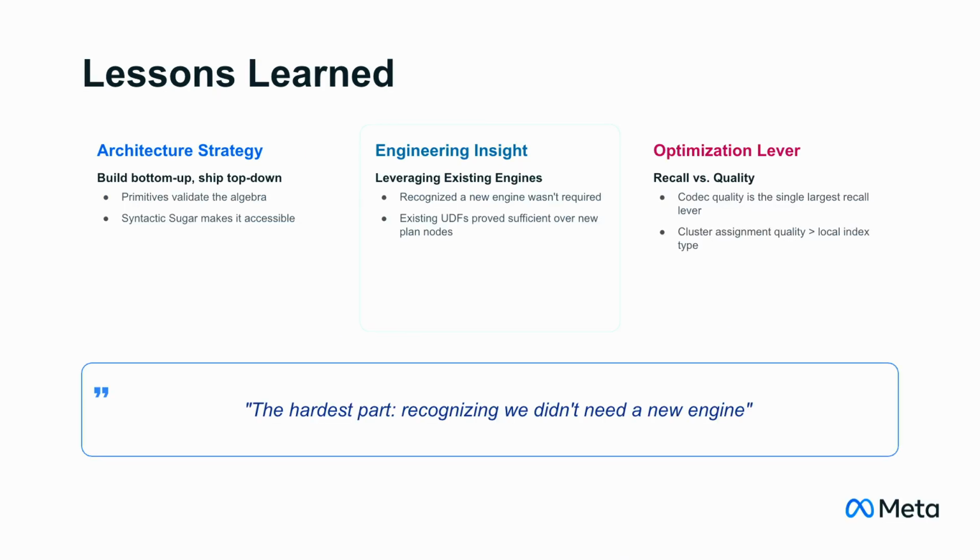3 lessons we took away. The first one is building bottoms up. Prove the primitives work at billion scale before committing to the syntactic sugar. The second one, which we think about the most, is that the hardest part was realizing that we didn't need a new engine. We spent weeks designing a new plan node before realizing that existing UDFs were sufficient for this use case. And the third one is that codec quality matters a lot more than index algorithm. So tuning your centroids is the best thing we can do, and the rest will follow.